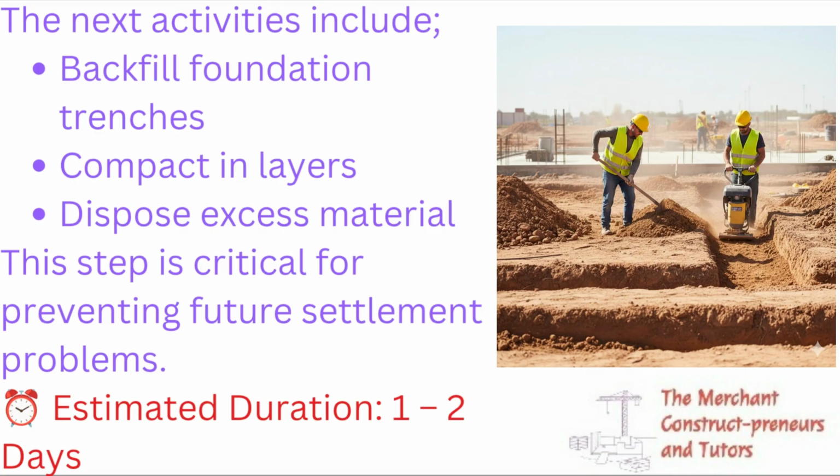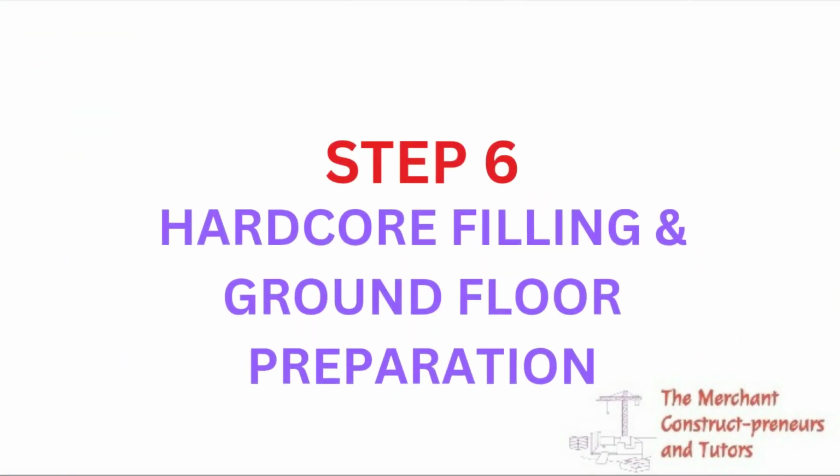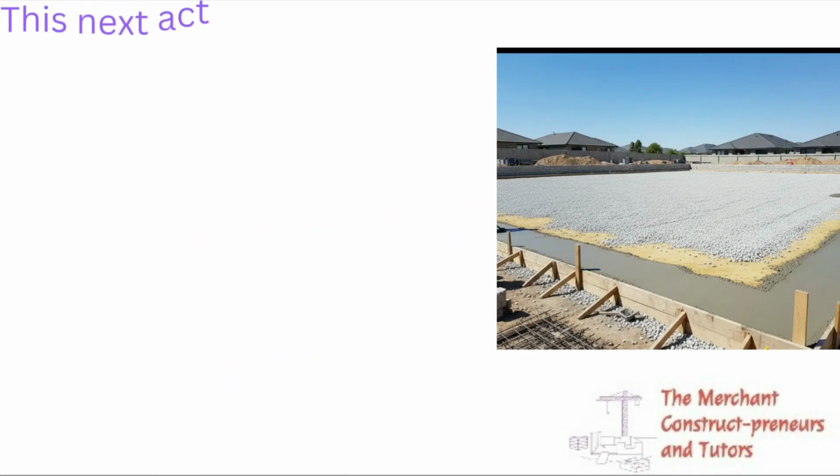So from the image here you can see compacting in layers, backfilling those trenches, and they are compacting in layers with the compactor. Right, so there are different types of compactor. You have the plate type, you have the roller, and the tamping compactor too, depending on the size of the project and the type of soil you are compacting or backfilling with. Right, so these activities too are within this. So the next step is hardcore filling and ground floor preparation.